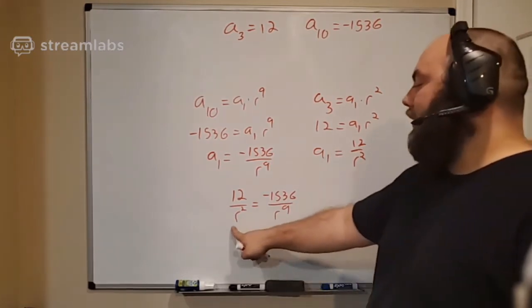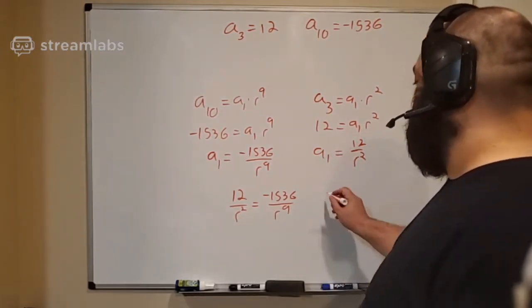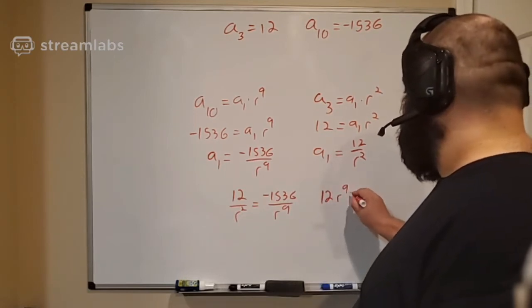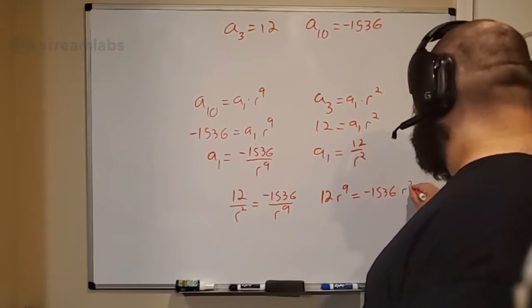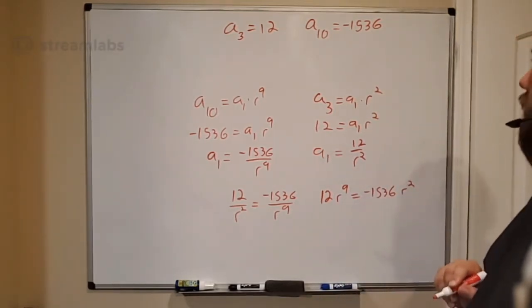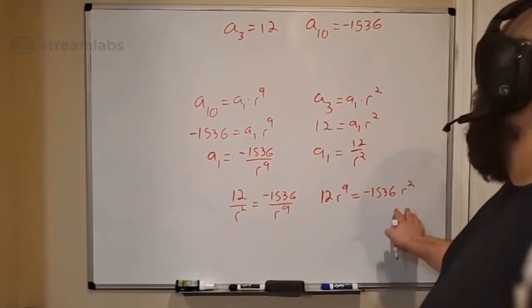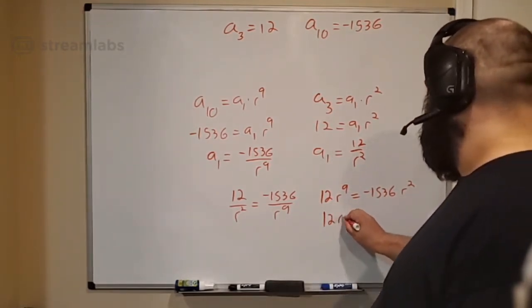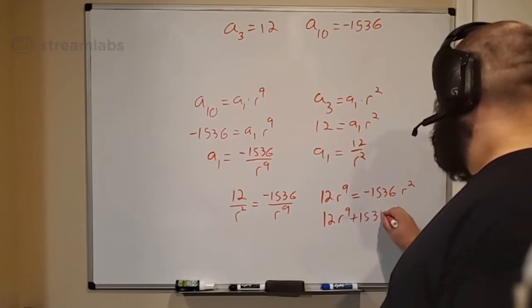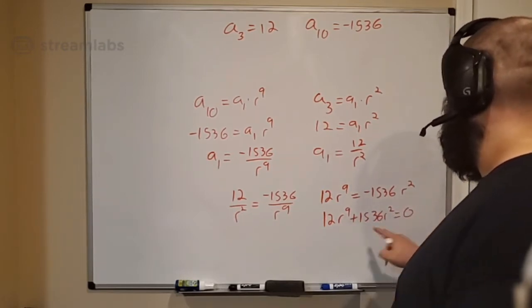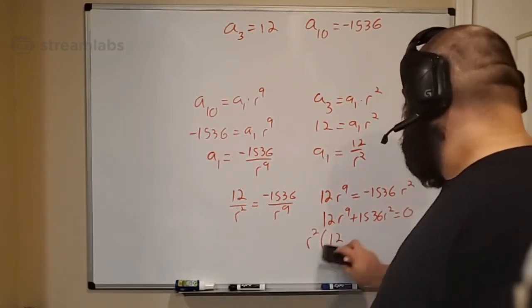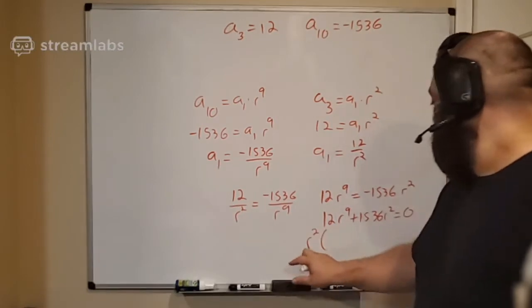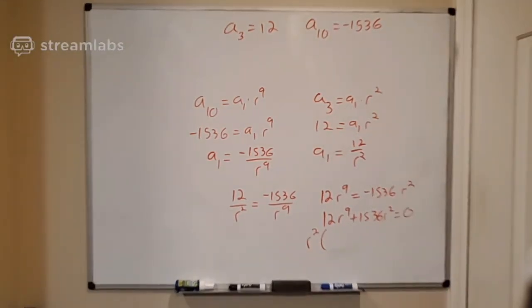So we get 12 R to the ninth equals negative 1536 R squared. And then you move this over so you get 12 R to the ninth plus 1536 R squared equals 0. Factor out your R squared, and you get 12. Actually, you can factor out more than that probably. Does 12 go into 1536? I assume it does, to make your life a little easier. 1536 divided by 12. Yes, 128.